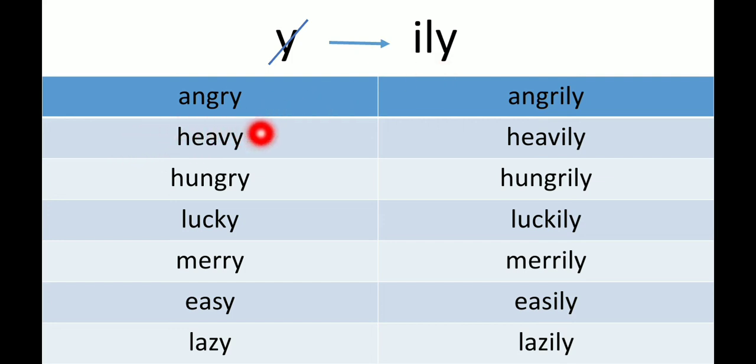Alright? Angry, A-N-G-R-Y. I will remove Y and I will write ILY. A-N-G-R-I-L-Y. Angrily. Heavy, heavily. Hungry, hungrily. Lucky, luckily. Merry, merrily. Easy, easily. And lazy, lazily. We have done make sure 1.